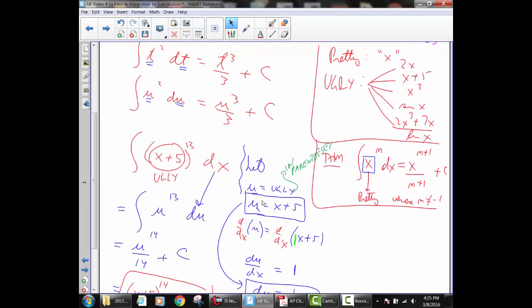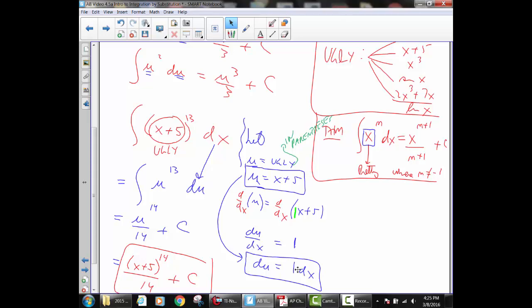Now, this is important. You can't stop there. You then have to ask yourself, what is du if u is x plus 5? So if I took d dx of each side, I'd get du dx equals 1, right? And then I could send the dx to the other side. So what we'd like to do is just go directly to here. If I take the derivative of the left, I get du. I take the derivative of the right, I get dx.